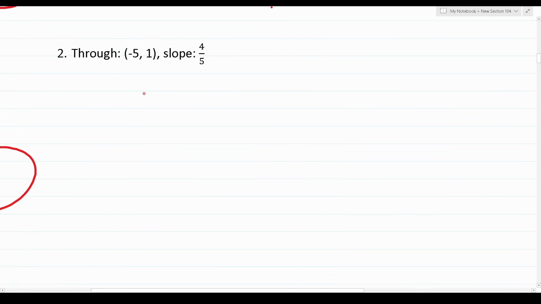All right, so let's take a look at a variation of the first problem. It says, write the equation of the line that passes through the point -5, 1 and has a slope of 4/5. This one is a little bit easier because we already know what our slope is. So we know m, our slope, is 4/5. And we also have a point on the line, notably -5, 1. So let's label those values accordingly. We'll call this one x1, y1.